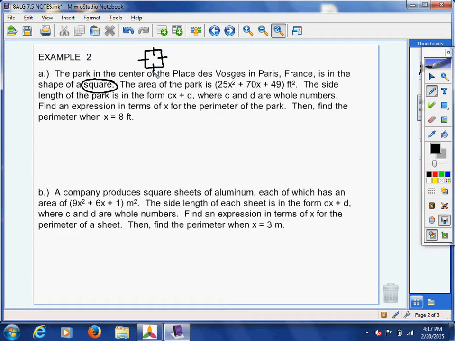And just tell yourself, oh, square, all sides are equal. Got it. Now the area of the park, now they gave you the area. Here's the area. Squiggle that. 25x squared plus 70x plus 49. And that's the area of the park. Now, they give you the unit square feet. Square feet is a unit.